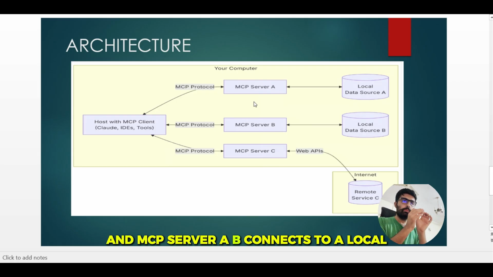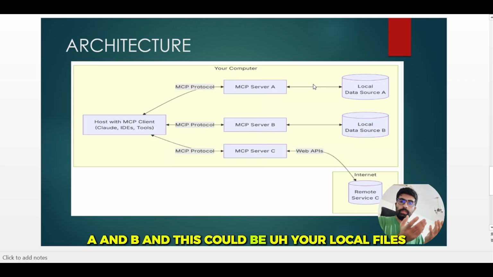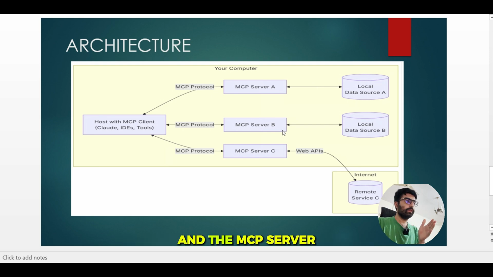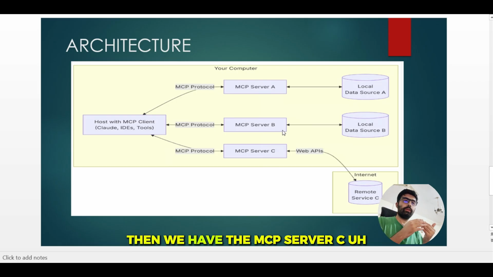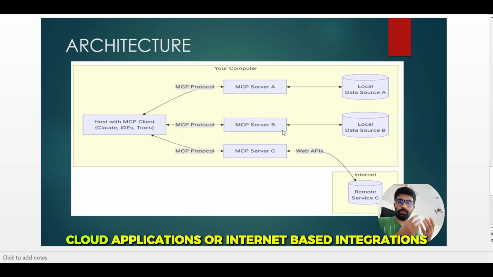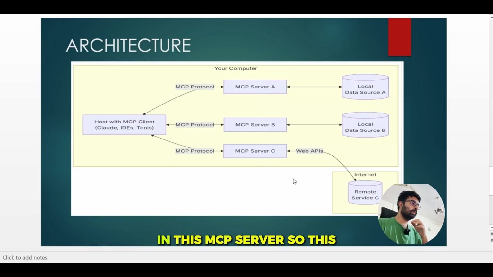MCP server A and B connect to local data resources. For example, MCP server A is connected to a local data resource A, and this could be your local files, databases, or on premise systems. And MCP server B is also connected with some local data source B. Then we have the MCP server C, which connects to remote services through web APIs, allowing cloud applications or internet-based integrations. Also, we can use web hooks and web sockets in this MCP server.